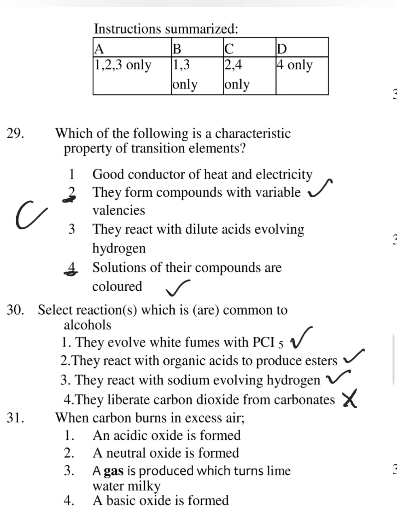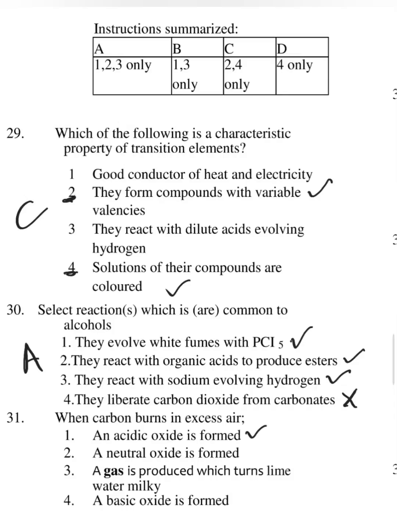So we have 1, 2, and 3 that are correct, and that corresponds to option A. In number 31, when carbon burns in excess air, 1. An acidic oxide is formed. Yes, carbon burning in excess air usually gives carbon dioxide, and carbon dioxide is an acidic gas.